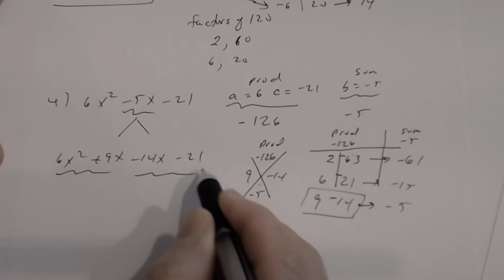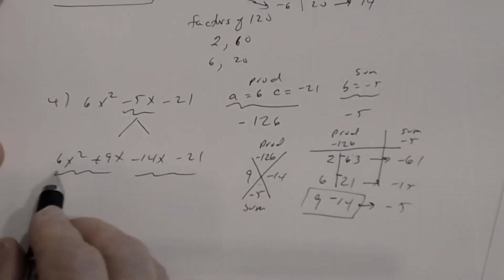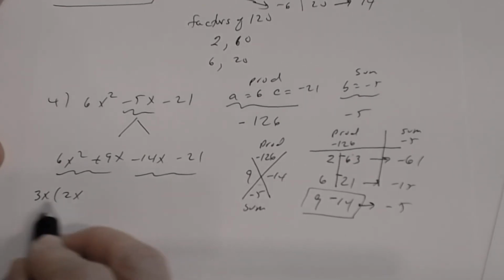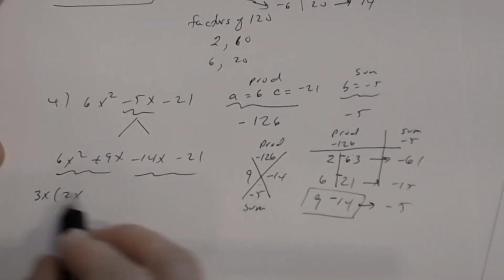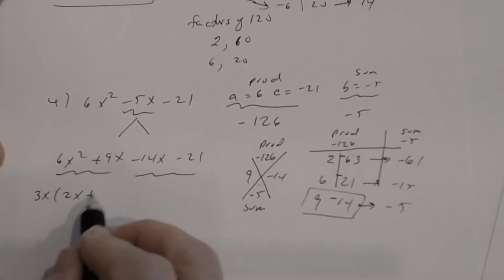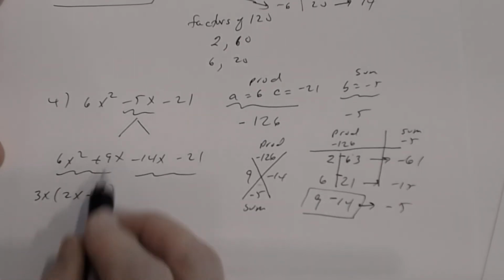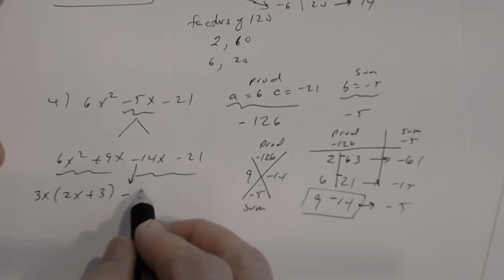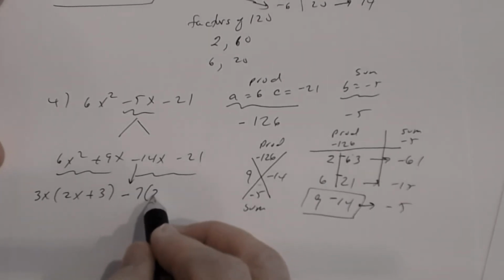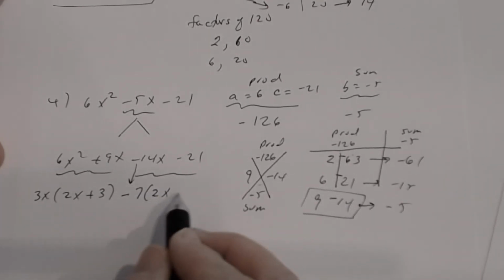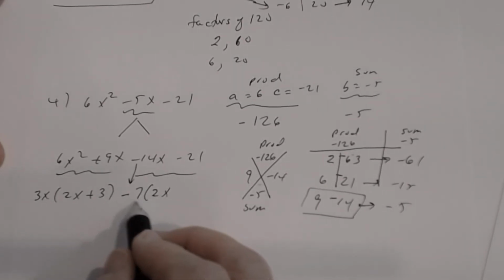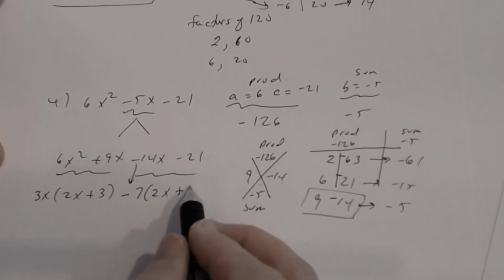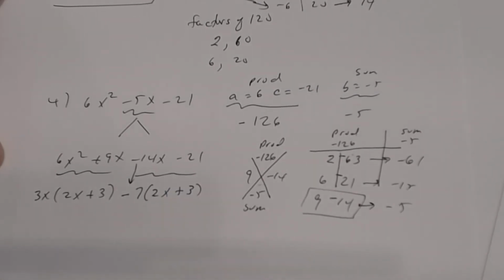And now you just factor by grouping. So in the first group, I could factor out a 3x, and I get 2x, because 3x times 2x is 6x squared, plus 3, because 3x times 3 is 9x. Second group, I'm factoring out a negative GCF. In this case, it will be negative 7. And I get 2x. Now remember, when you factor out a negative, always be careful. So it's negative 7 times 2x is negative 14x. A negative 7 times a positive 3 is a negative 21.